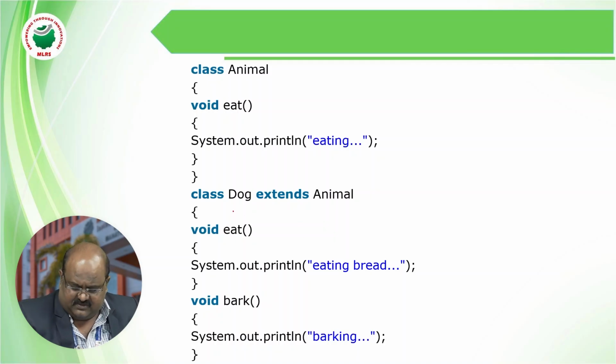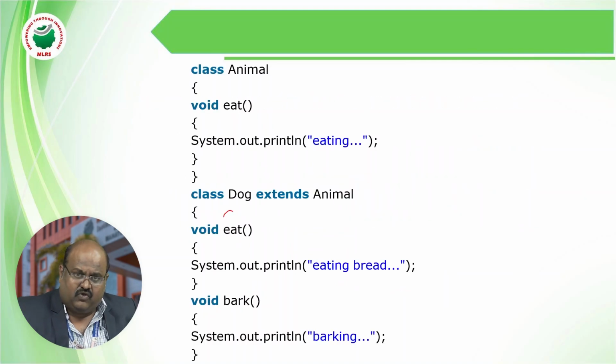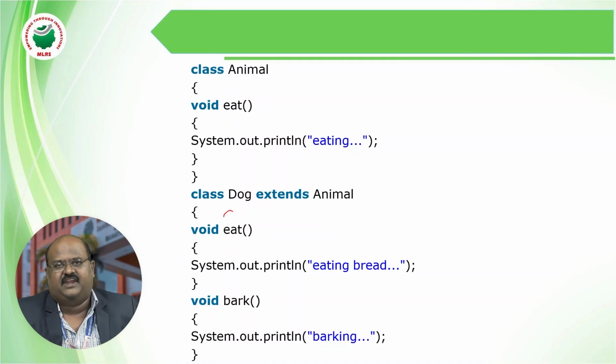Then again, this is a concept of overriding. See, same method with the same signature. Do remember, we cannot override the same method within the same class. If you try to override the same method within the same class, you will get a compilation error. But we can override a method that is declared in the base class in a derived class. So that's what we have done here.